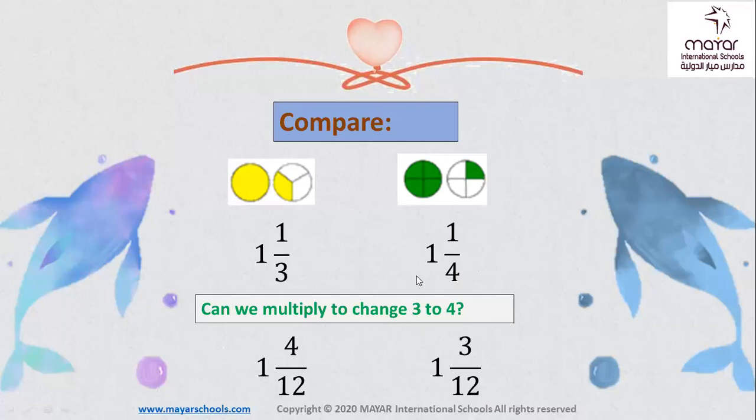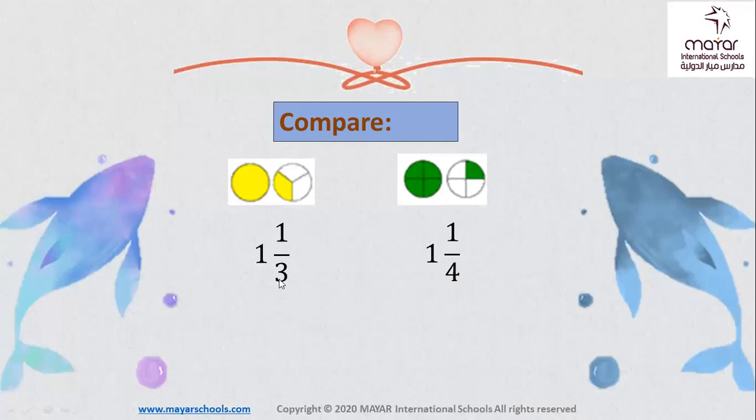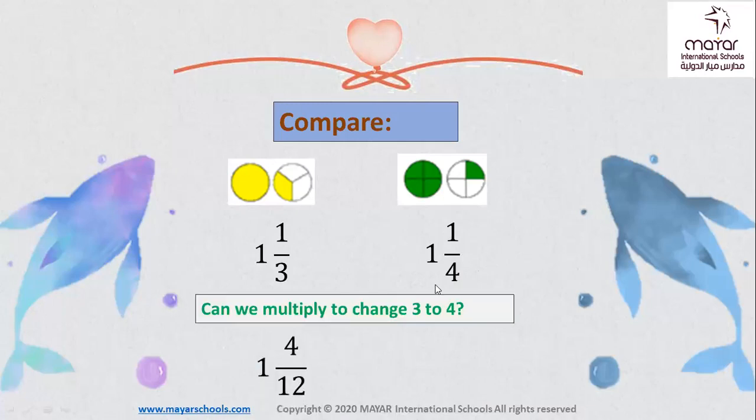We look at the denominators. The denominators are 3 and 4. Can we change 3 to 4 or 4 to 3? No. What should we do? We're going to multiply the first fraction by the second denominator. So we're going to multiply 1 by 4, 3 by 4 to get 4 out of 12. And we're going to multiply the second fraction by the first denominator. So we're going to multiply 1 by 3 and 4 by 3. Now, do we get the same denominators? Yes, as you see, we have the same denominator. Then compare, 4 is bigger than 3.